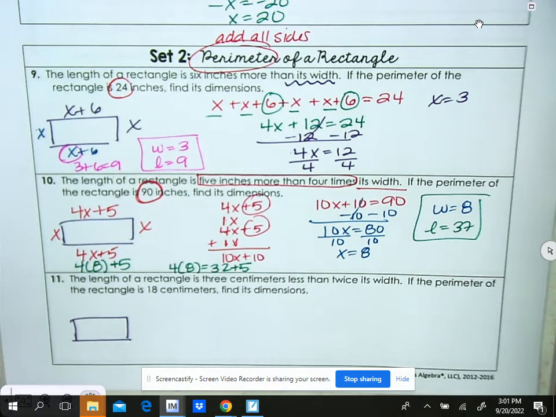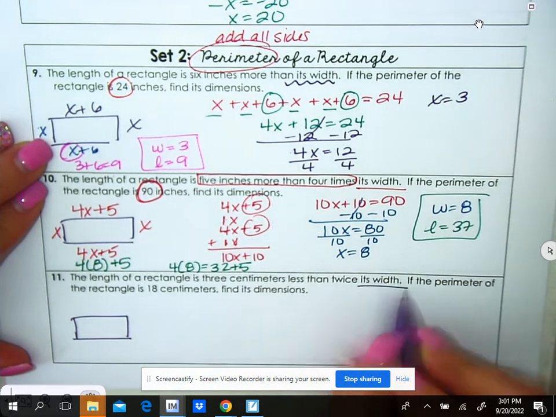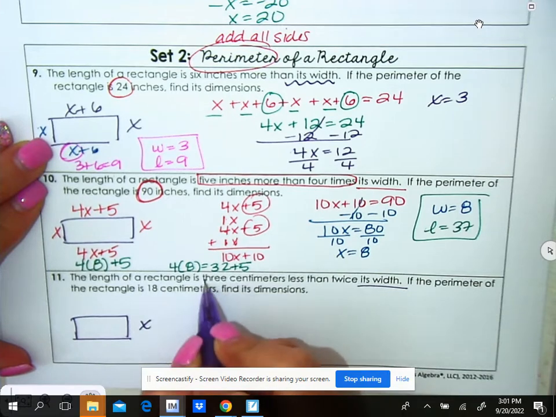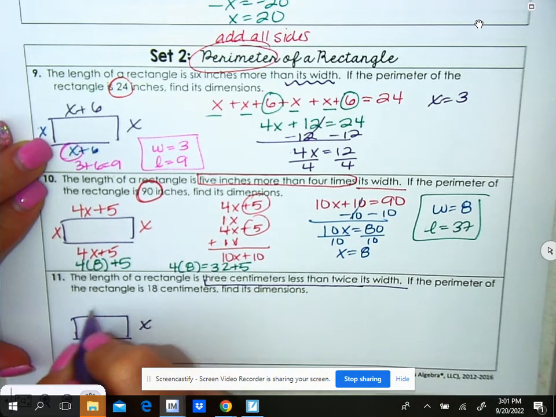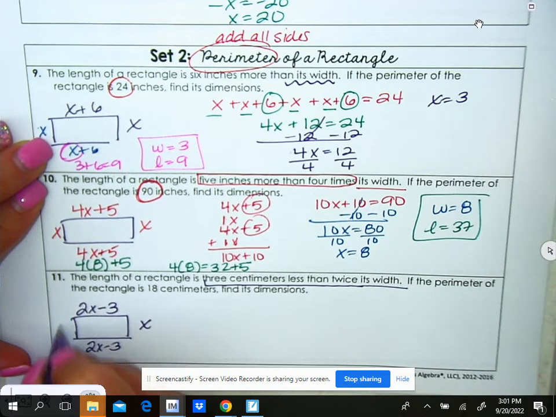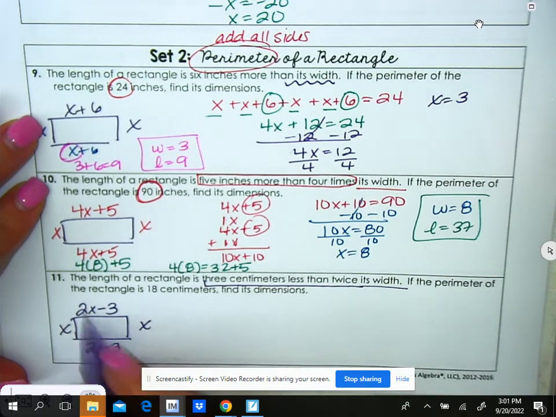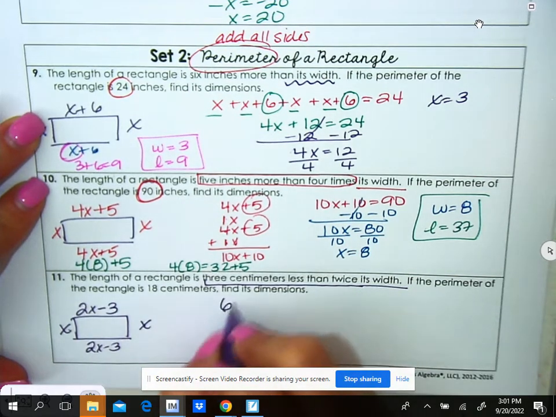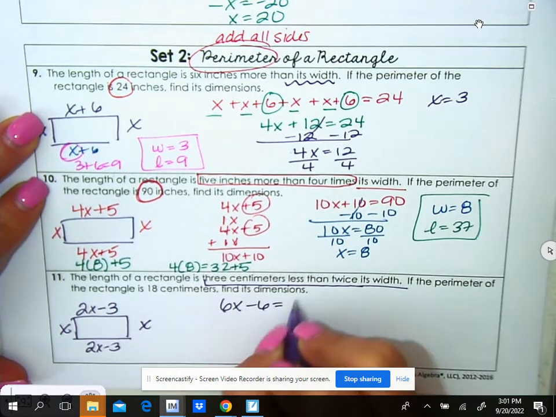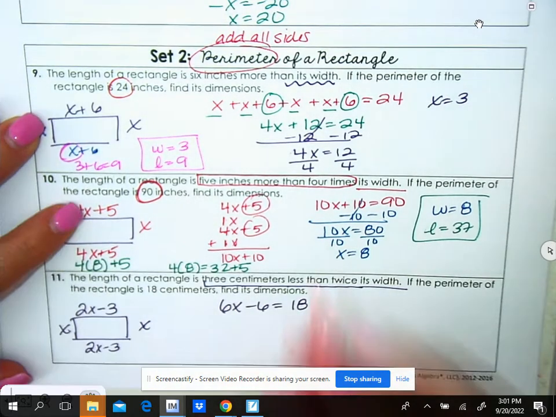Okay. Number 11. Again, our width is x, and then we've got 3 less than twice. So 3 less than twice is going to be 2x minus 3. So another way to add, I'm just going to walk around. 2, 3, 4, 5, 6x minus 6 is going to equal 18.